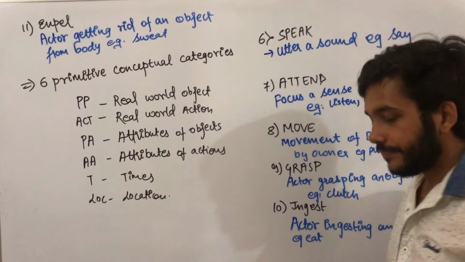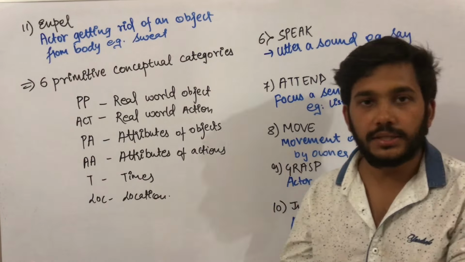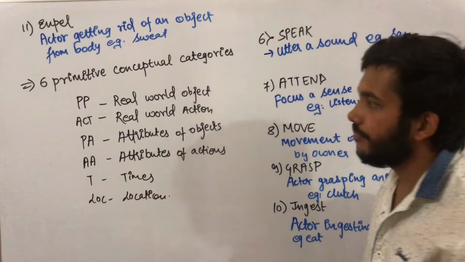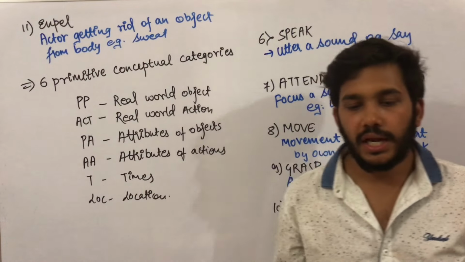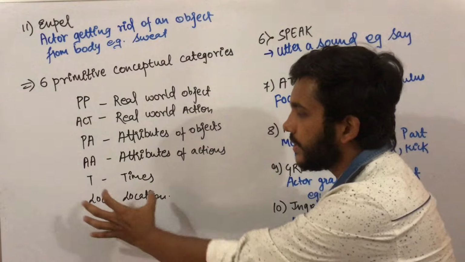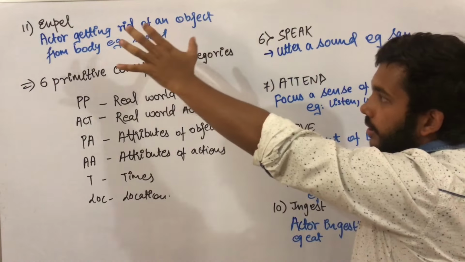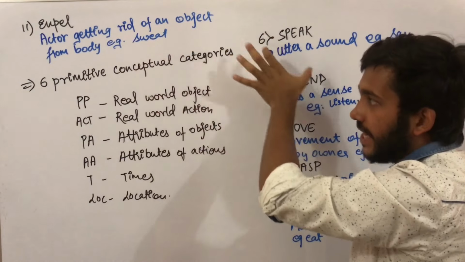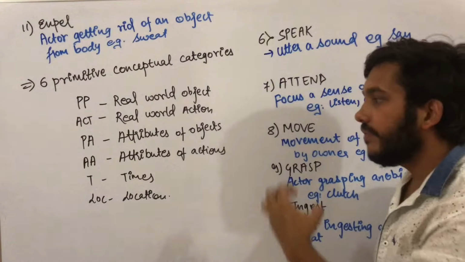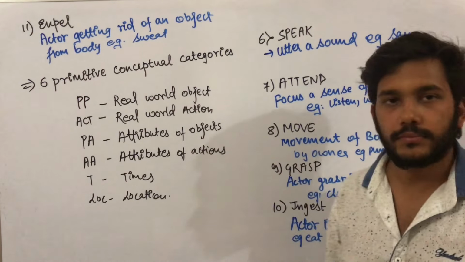T for time, like I am doing this work on 19th March, so it is a time. LOC means location. When we want to represent some location, like I am presently in Jabalpur, for my location I am going to use LOC. So these were the 11 primitive actions, and these are the 6 conceptual categories into which we can divide our objects or actions. Thank you.